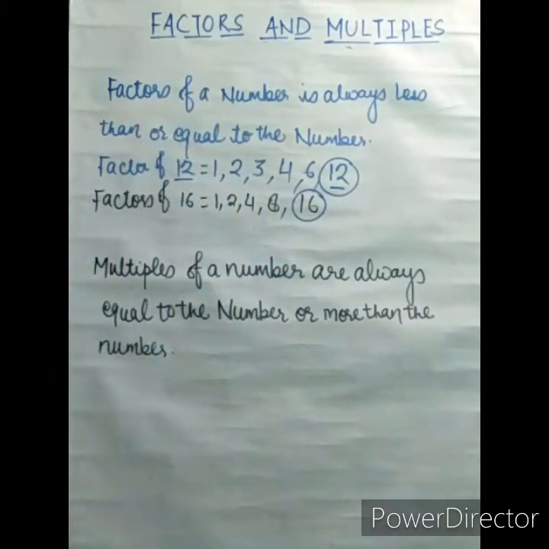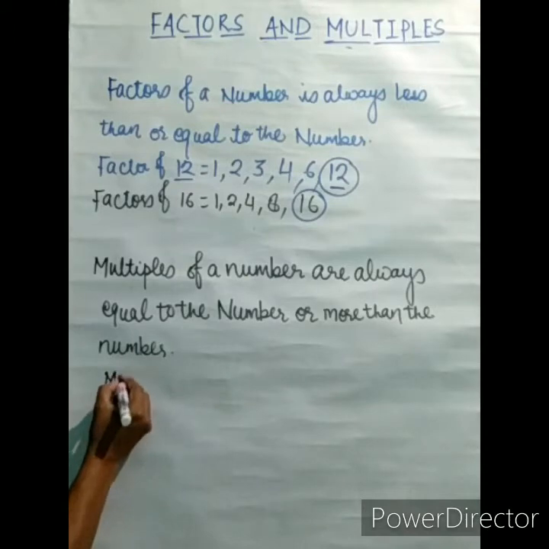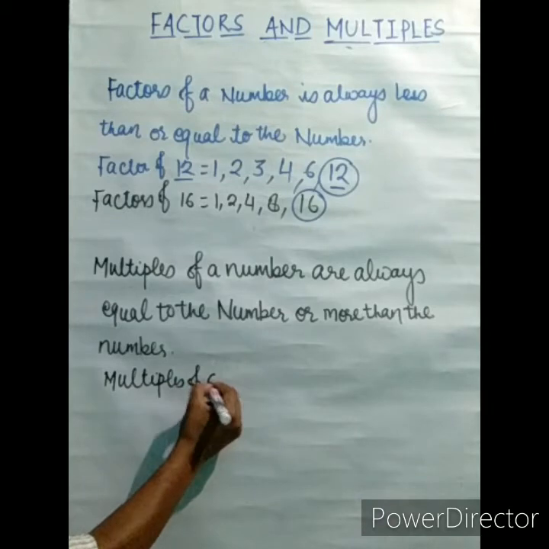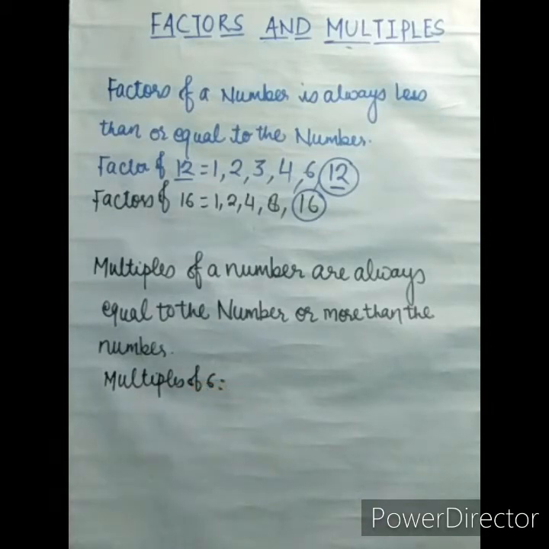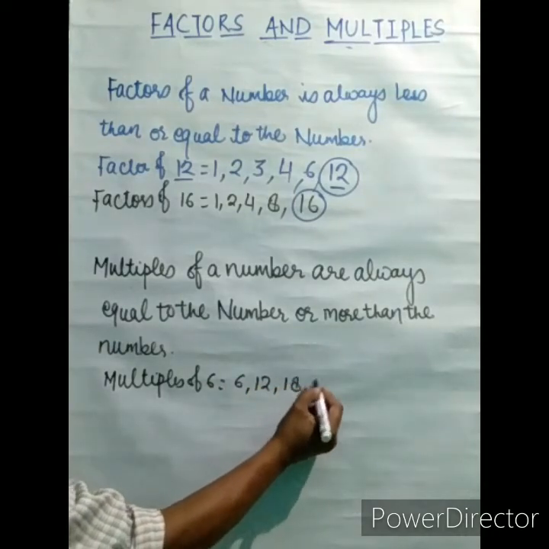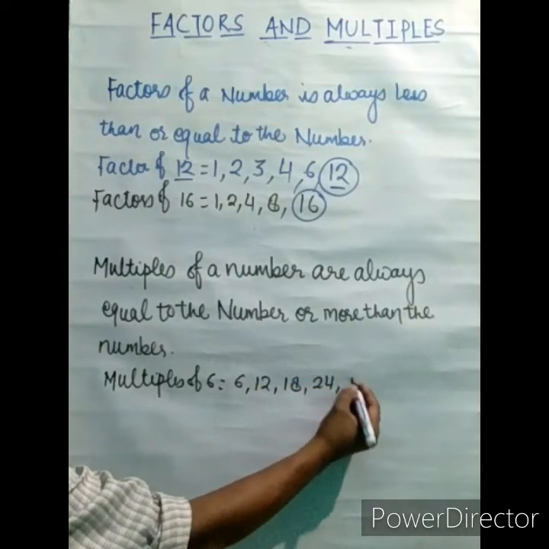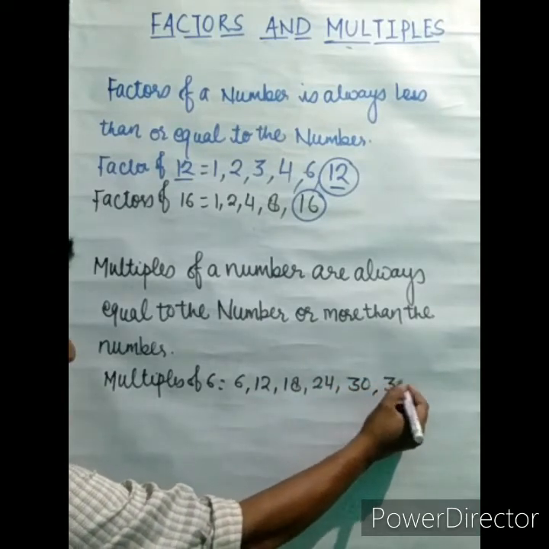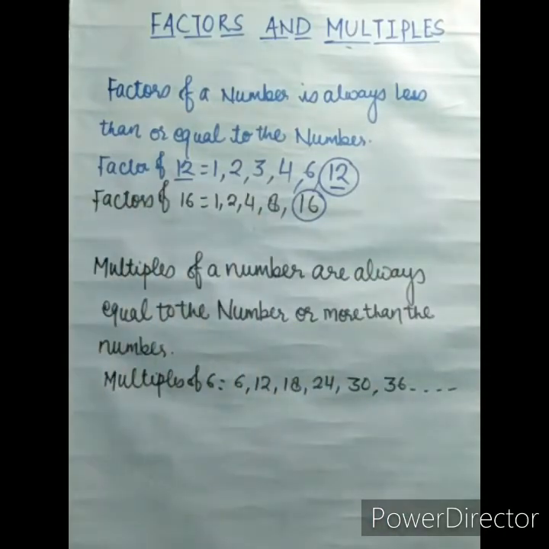Next we have multiples. Multiples of a number are always equal to the number or more than the number. Now we can take the same example. Multiples of 6: as I told you, if you are writing multiples of 6, we will write the table of 6. 6, 12, 18, 24, then next is 30, 36 and so on.